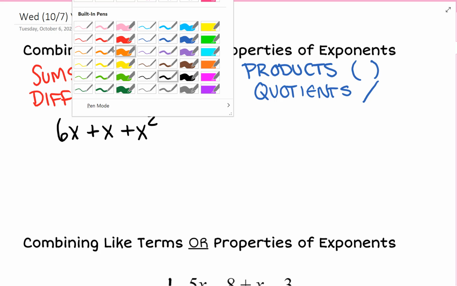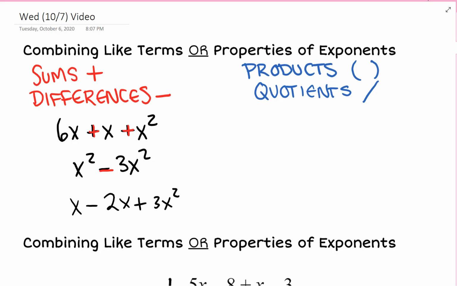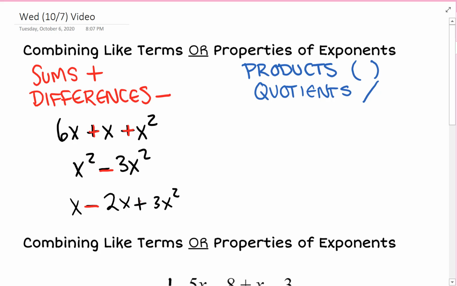This expression requires us to combine like terms because of this plus and this plus here. Another expression that requires us to combine like terms would be x squared minus 3x squared. This requires combining like terms because of this minus sign. You could also have a combination of a difference and a sum. This expression also requires us to combine like terms.